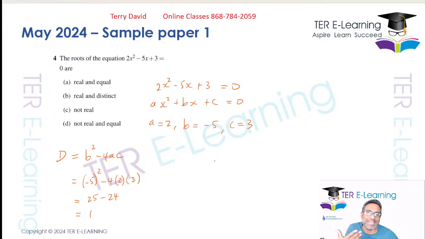If your discriminant is negative, then you have no real roots. If your discriminant is equal to 0, you have 2 equal roots. And if your discriminant is greater than 0, then you have 2 real roots, right? So in this case, since we have a positive value for your discriminant, we're going to get real roots. So that eliminates this, and it has to be distinct. It's not going to be equal. The only time it's equal is when the discriminant is equal to 0. So the answer in this case should be B, right?